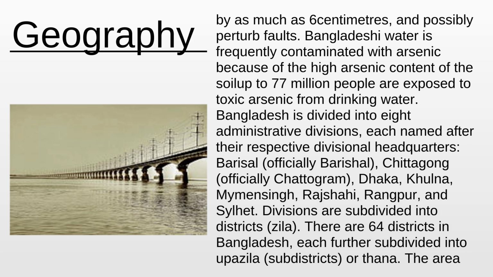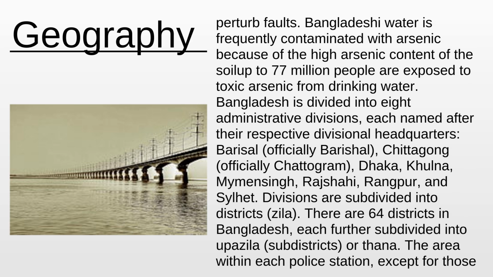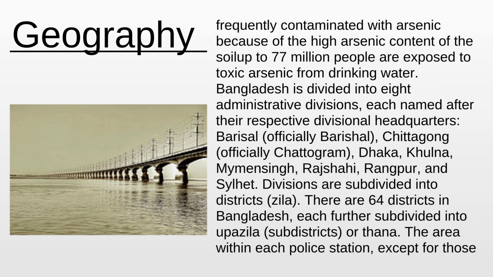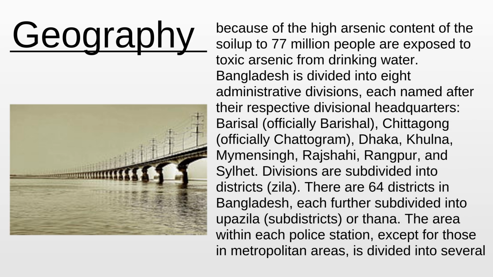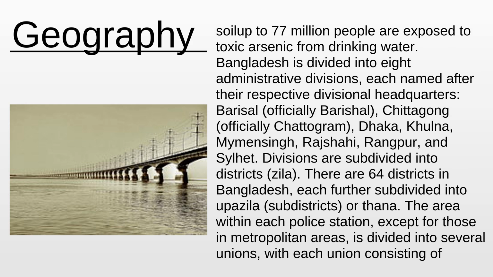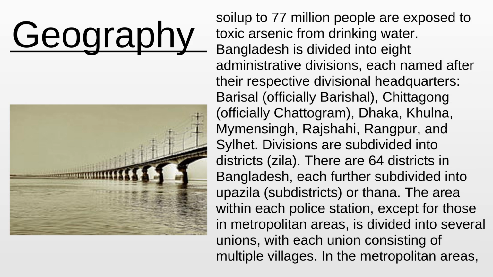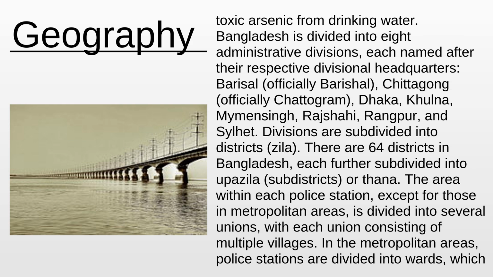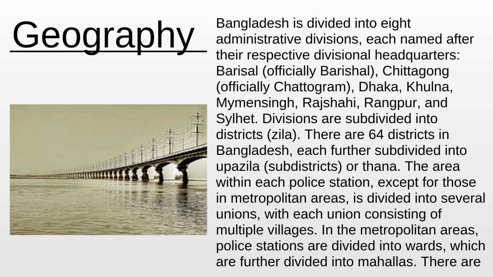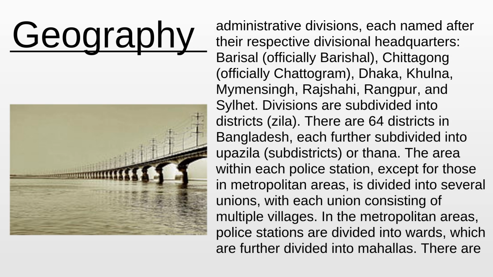Bangladesh is divided into 8 administrative divisions, each named after their respective divisional headquarters: Barisal, officially Barishal; Chittagong, officially Chattogram; Dhaka, Khulna, Mymensingh, Rajshahi, Rangpur, and Sylhet. Divisions are subdivided into districts, Zila.